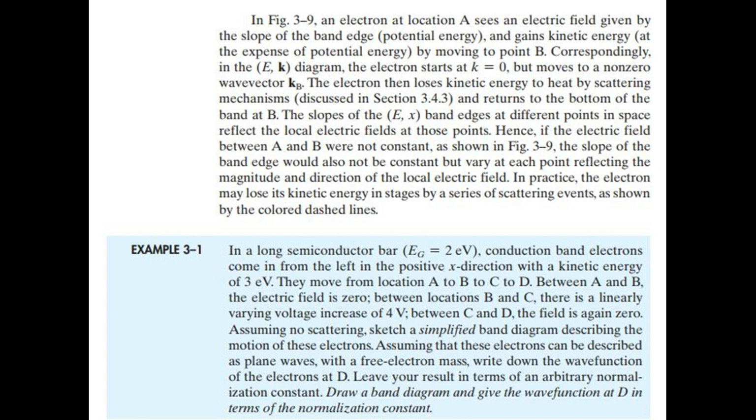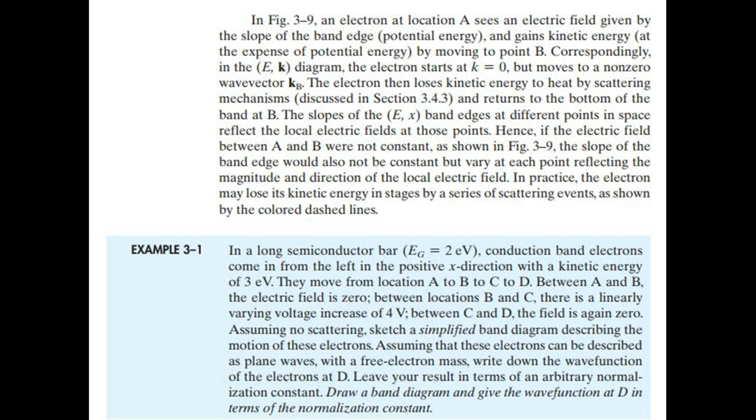Between A and B, the electric field is 0. Between locations B and C, there is a linearly varying voltage increase of 4 V. Between C and D, the field is again 0. Assuming no scattering, sketch a simplified band diagram describing the motion of these electrons.